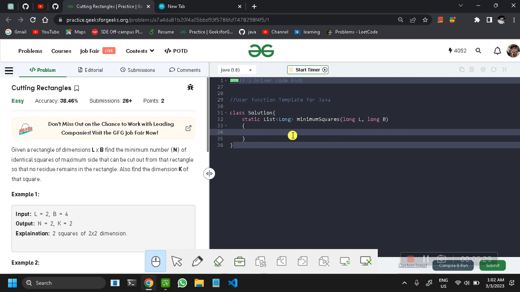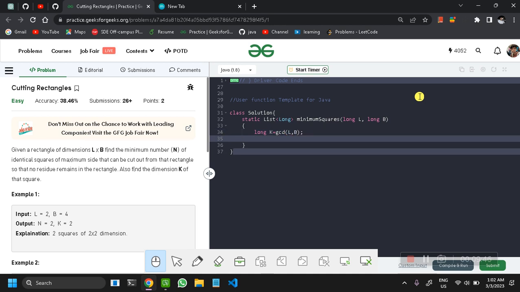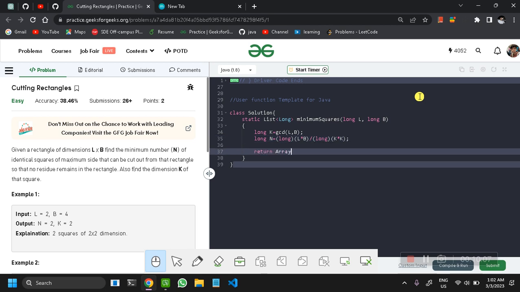Okay, so first of all, I'm going to have my k, which is nothing but the dimension that I have to return, as you can see in the output. So my k is going to be the GCD of length and breadth. After I have found the GCD, I'm going to find the total number of squares, which is going to be L cross B, the total number of cells in the rectangle, divided by the total number of cells in the square, k cross k. Then I'm just going to return Arrays.asList of n and k.